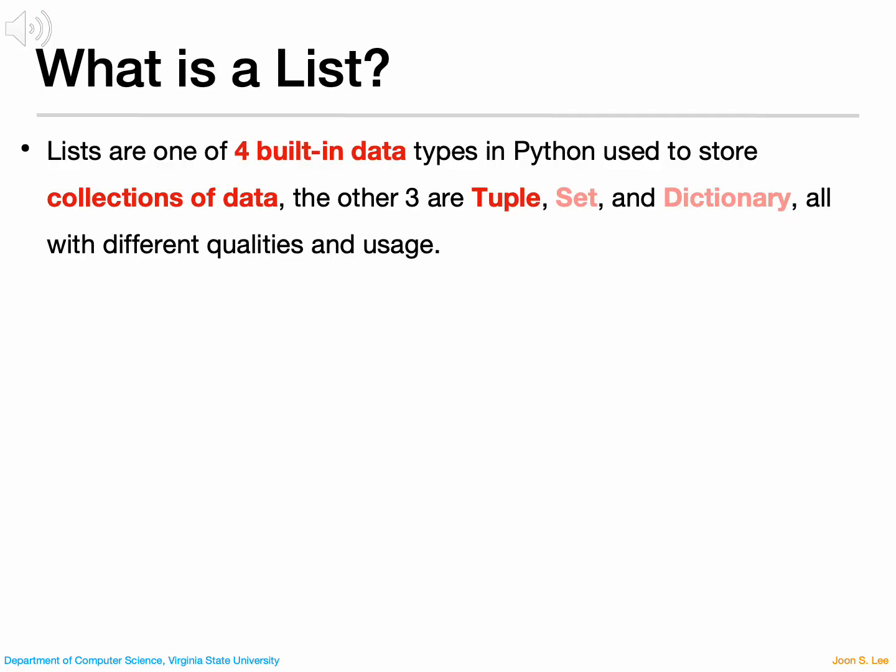A list is one of Python's 4 built-in data types that we use to store collections of data. The key idea here is that lists let us keep multiple values together in a single variable. For example, instead of creating 5 separate variables to store 5 numbers, we can just put all those numbers inside one list. Python actually has 4 main data types that can hold collections: list, tuple, set, dictionary. Each of these has different characteristics and use cases. We'll spend time today focusing on lists.